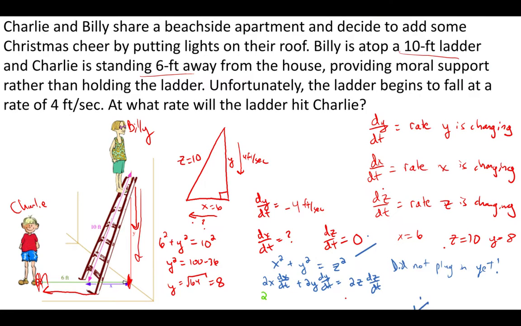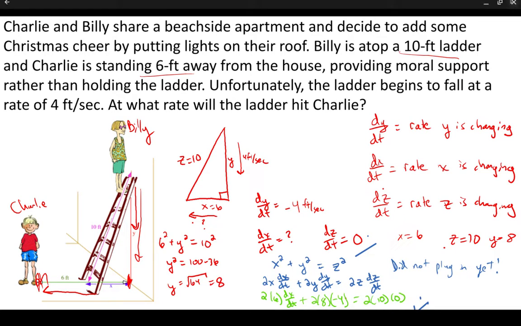So 2, I know x, it's 6. I don't know dx dt, but that's okay because that's what I'm trying to figure out. So after I'm done plugging in here, the only unknown variable I should have should be the one that I'm trying to figure out. Plus 2y, which was 8, dy dt, which is -4, plus 2 times z, which was 10, and dz dt is 0. So that's actually just going to make it go away because, again, the ladder doesn't change size. So dz dt will just be 0. All right, so that's the important step there.